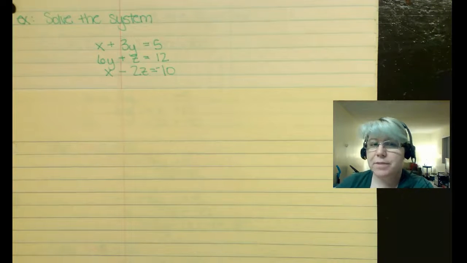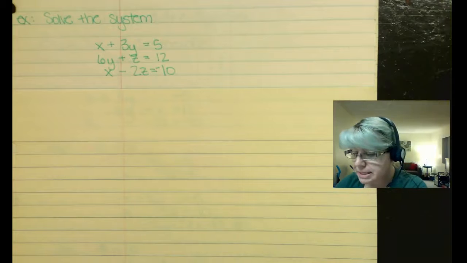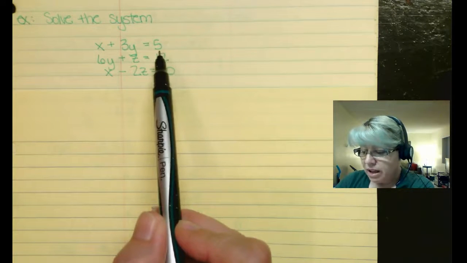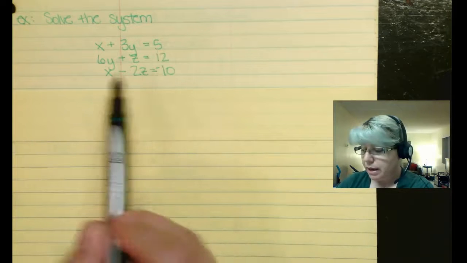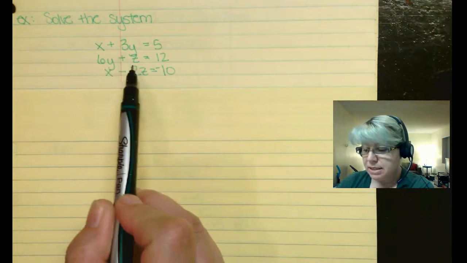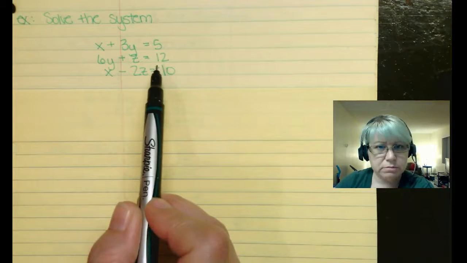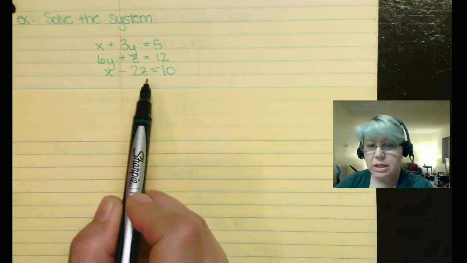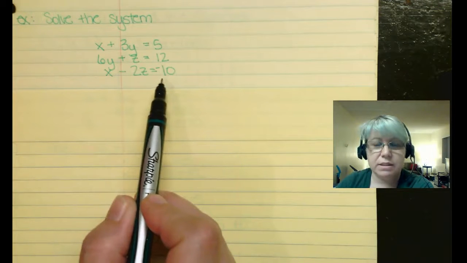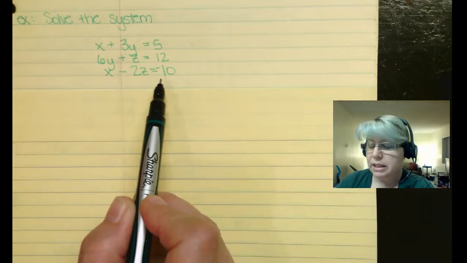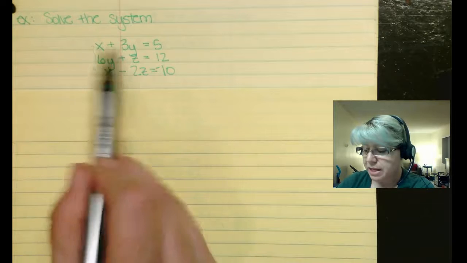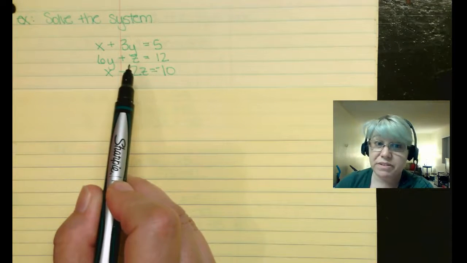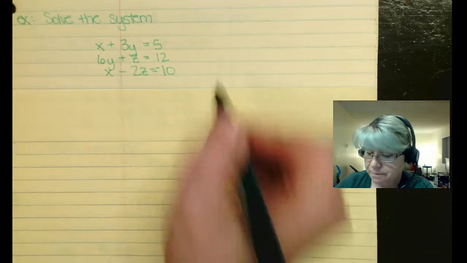All right, not done yet. Let's work through another system. x plus 3y equals 5. 6x plus z equals 12. x minus 2z equals negative 10. Well, all right. We do have three variables, x, y, and z, but not all equations have all of the variables.